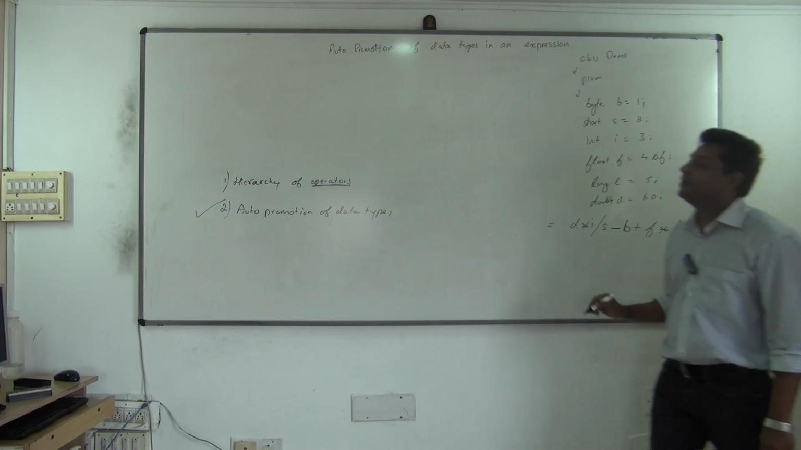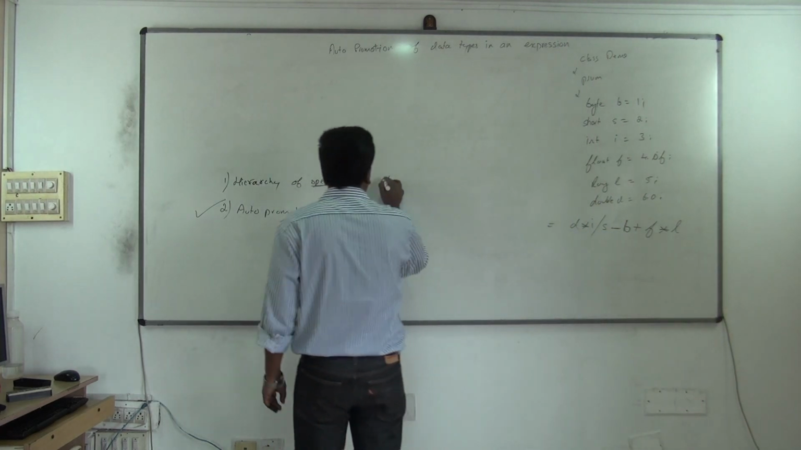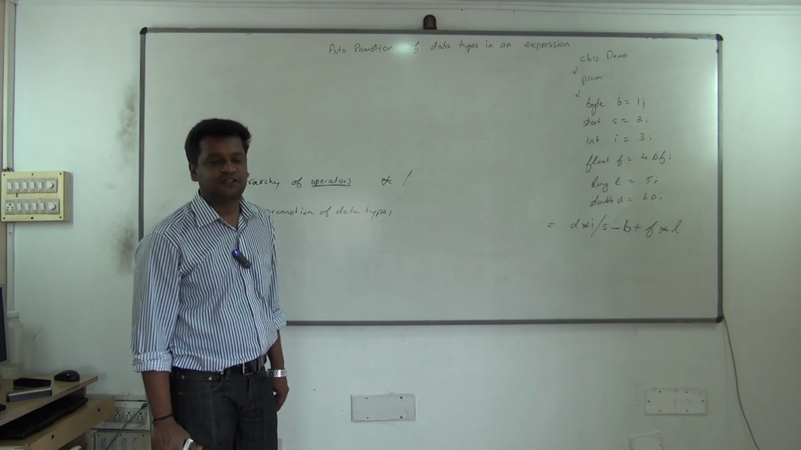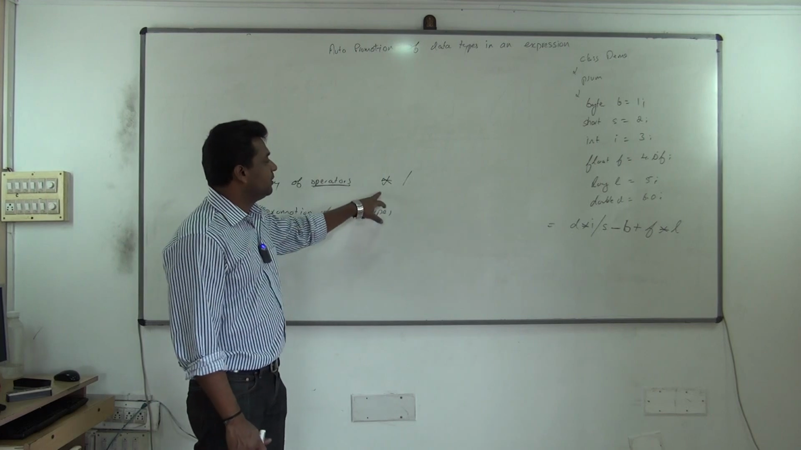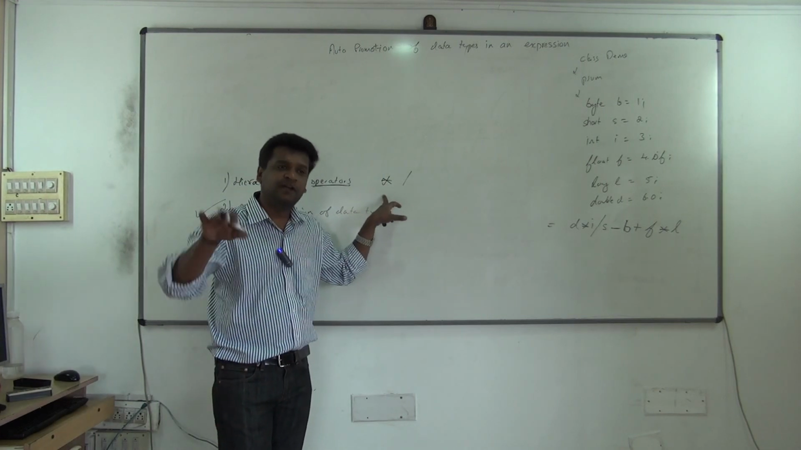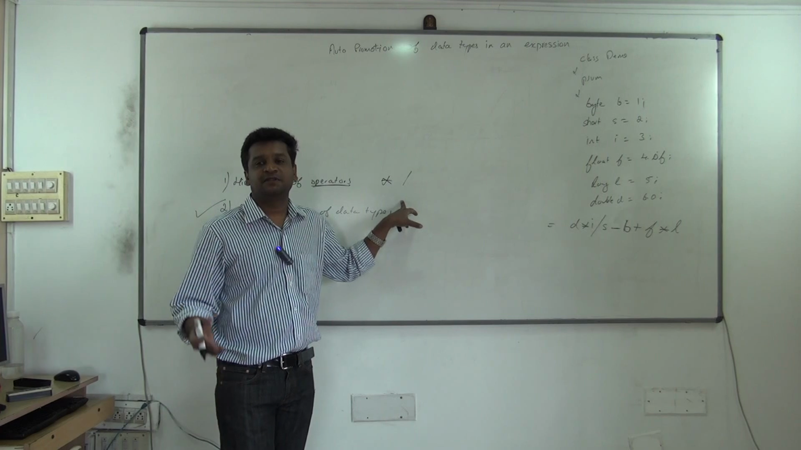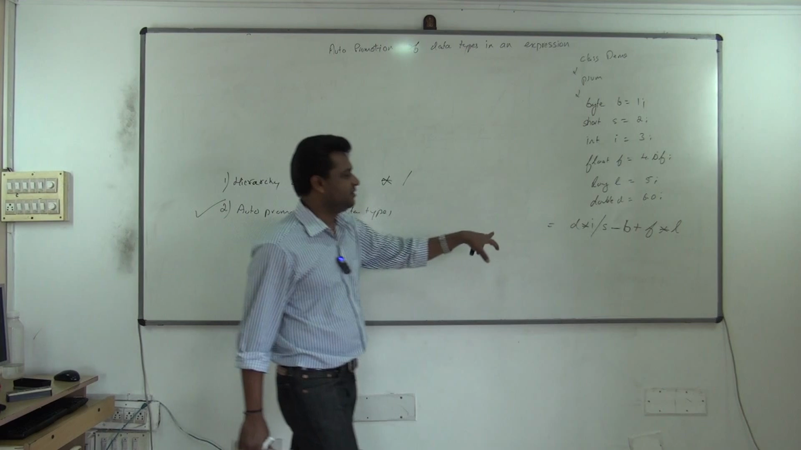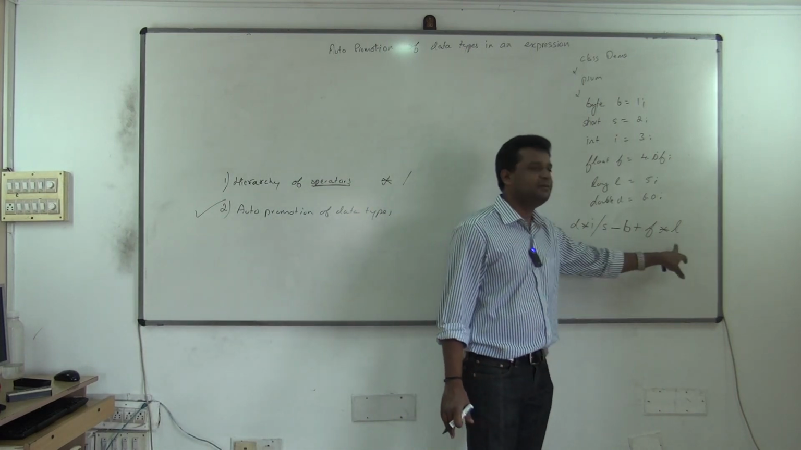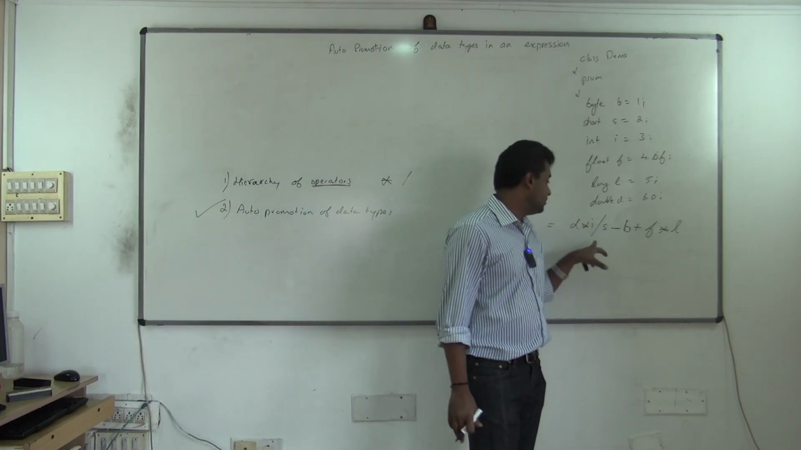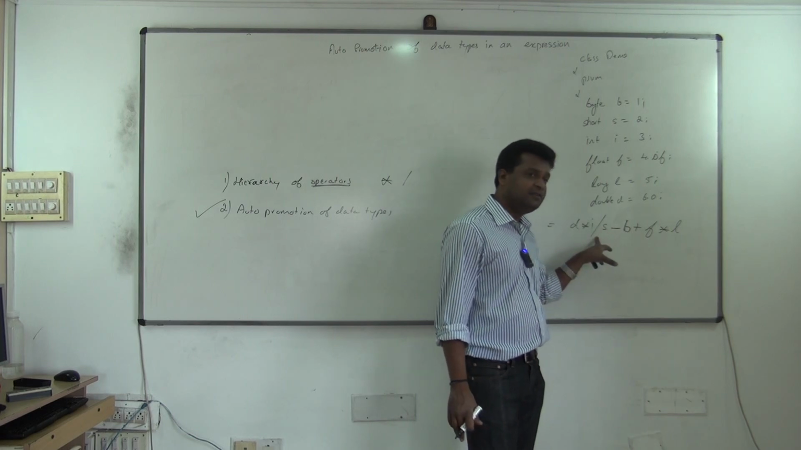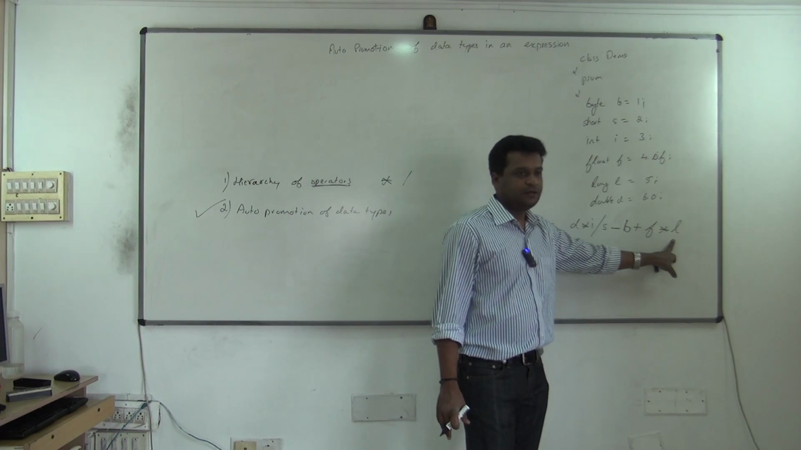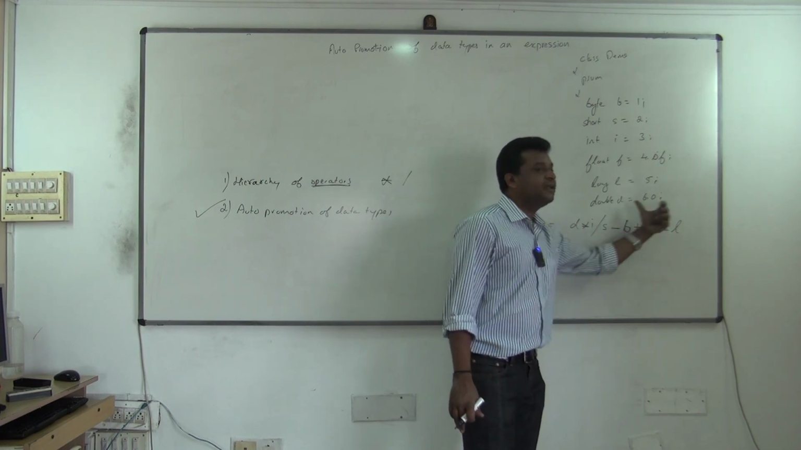Clear? Now in the hierarchy of operators, multiplication and division come under the same hierarchy. If multiplication is first in the expression, multiplication will happen. If division is first in the expression, then division will happen. Here, first multiplication, then division, then multiplication. This is how it will go.